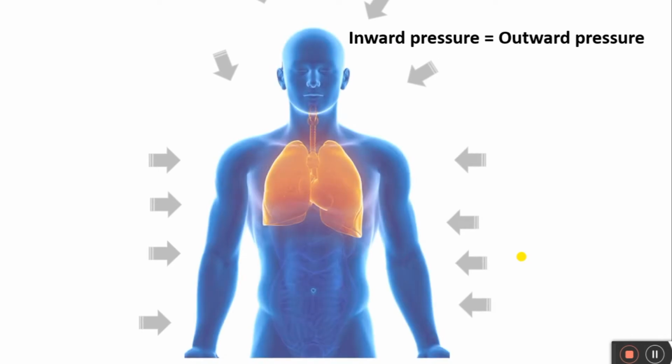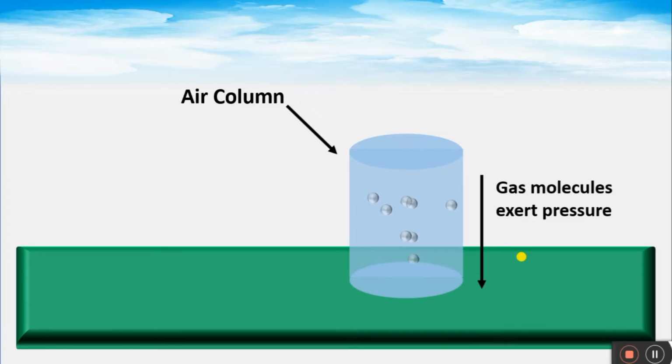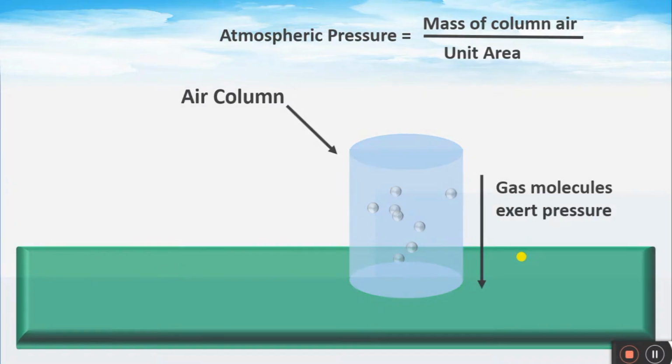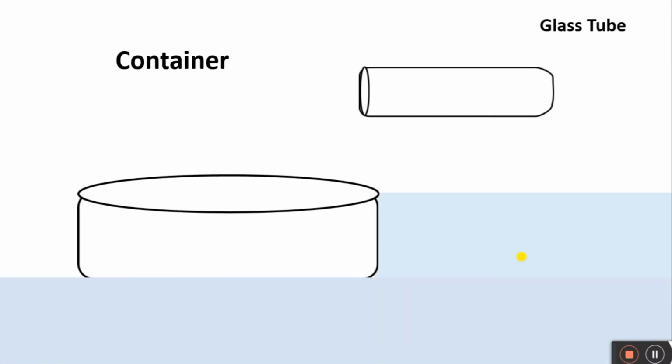Atmospheric pressure is the total weight of a column of air above per unit area at sea level. A unit area refers to an area of 1 square inch, 1 square foot, 1 square meter, 1 square centimeter, etc. To understand in a better way, let us take a container and a glass tube.